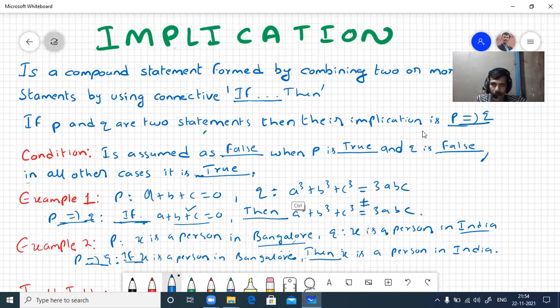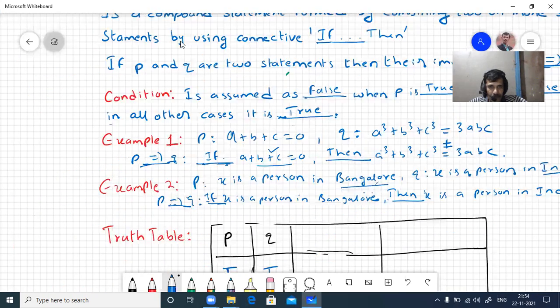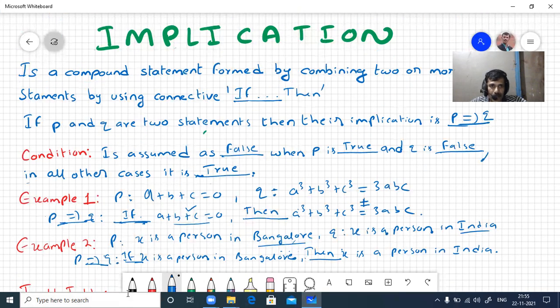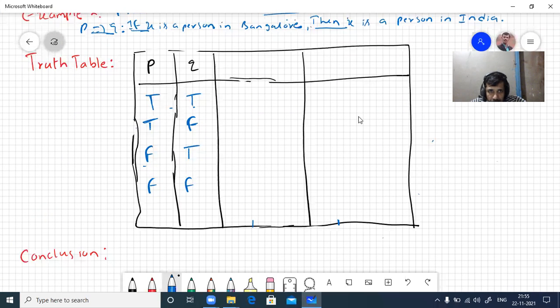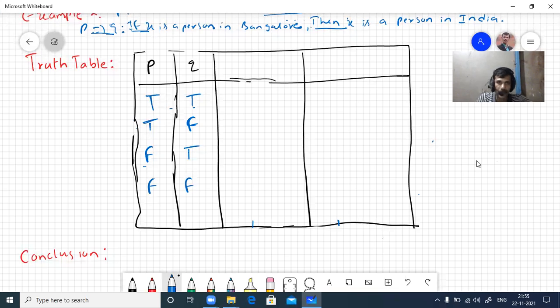And we'll write a truth table for implication, and we'll check whether it satisfies the commutative property or not. So P implies Q, I'll write first. Here I have to check the first condition P. If the first statement, the hypothesis, is true, then the second statement, the conclusion, cannot be false. Only in this case it is false. In all remaining cases it is true.